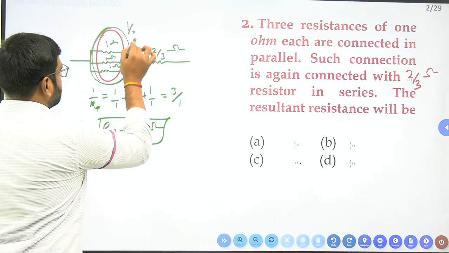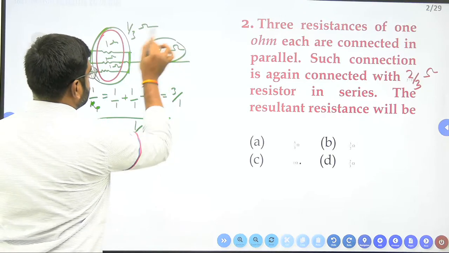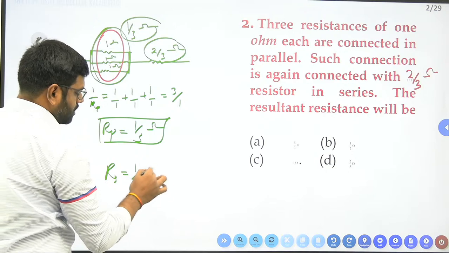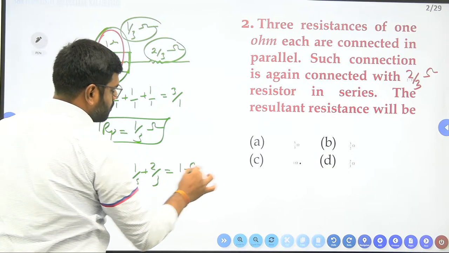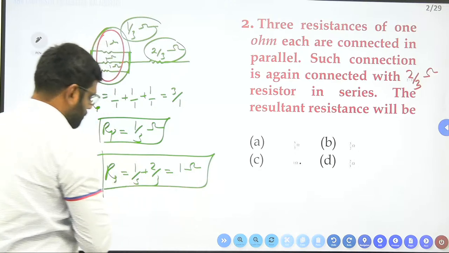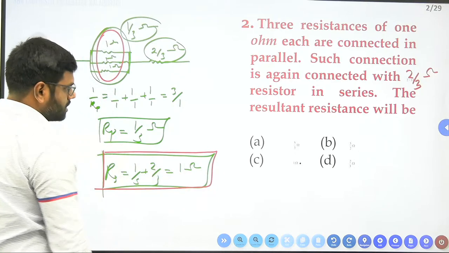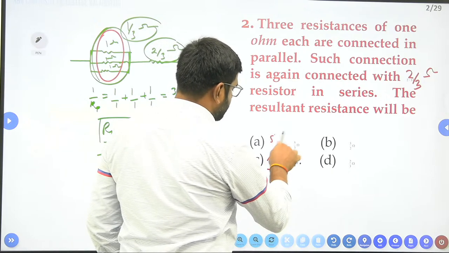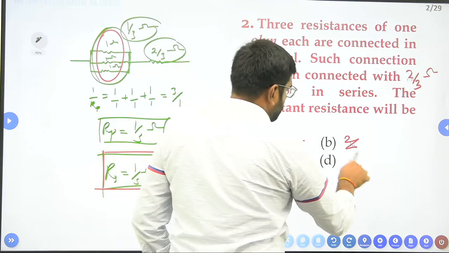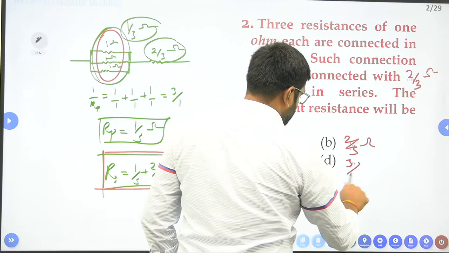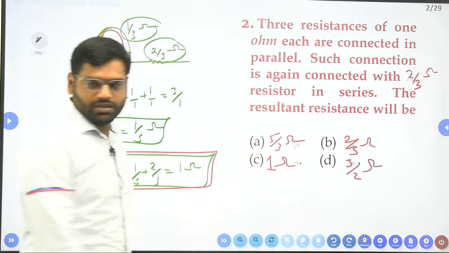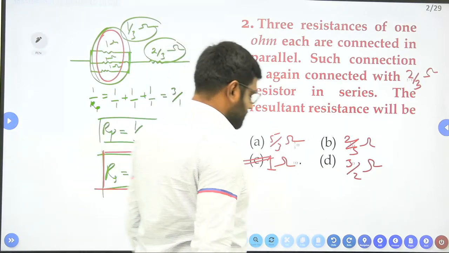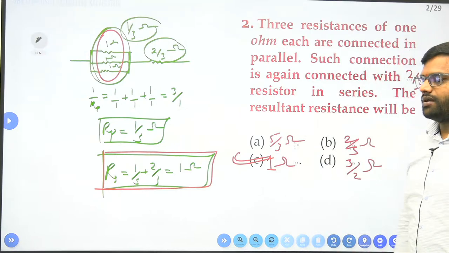1 by 3 ohm is connected in series with the 2 by 3. If I take the series combination now, that equals 1 by 3 plus 2 by 3, which equals 1 ohm. The effective resistance becomes 1 ohm. So here the answer is 1 ohm. The options given are 1 ohm, 5 by 3 ohm, 2 by 3 ohm, and 3 by 2 ohm. So 1 ohm is the right answer, the third option. Okay, the next question.